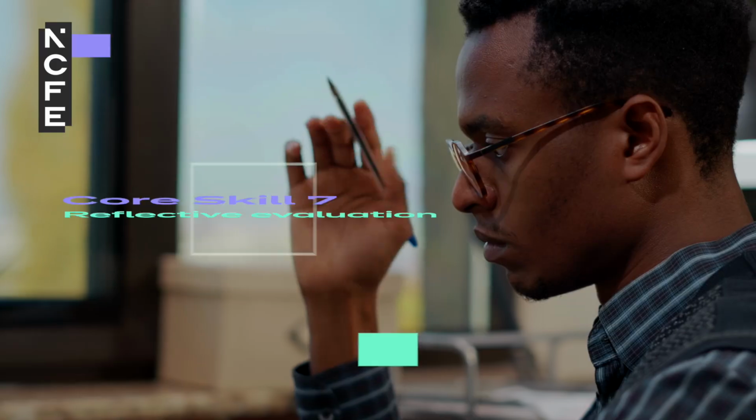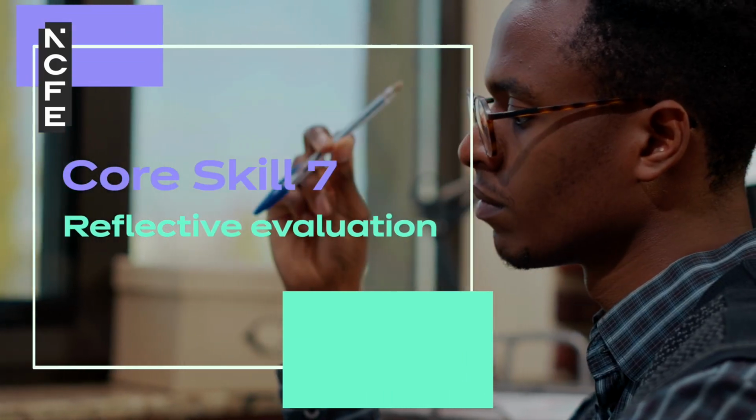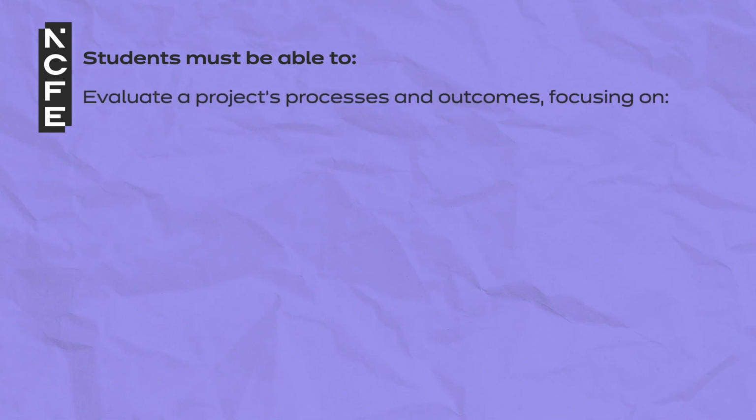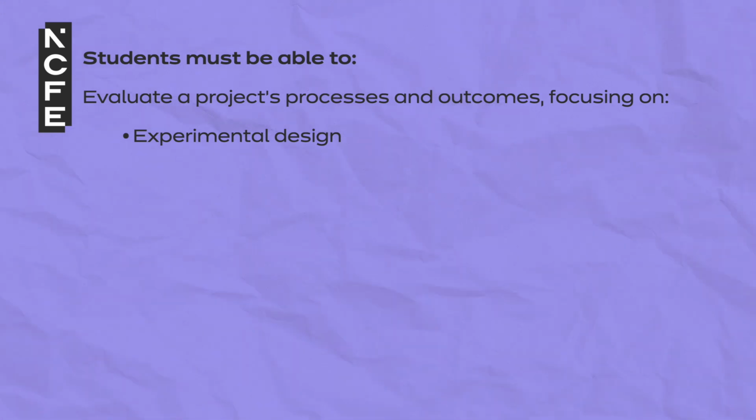The final core skill, Core Skill 7, is reflective evaluation. Students must be able to evaluate a project's processes and outcomes focusing on experimental design. For example, was the project designed to yield the maximum results from a minimum number of repeated experiments? Accuracy and reliability of results. Students should also be able to comment on whether the sample size was appropriate to ensure accuracy, as well as any equipment used.